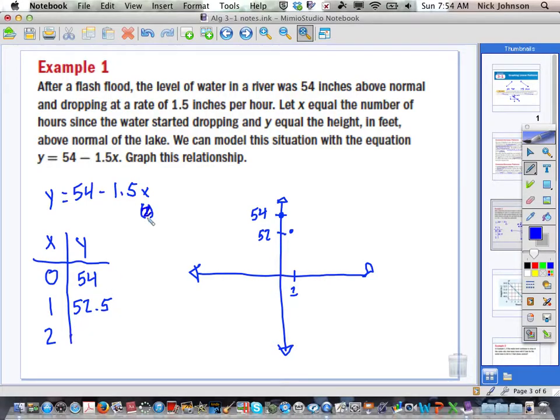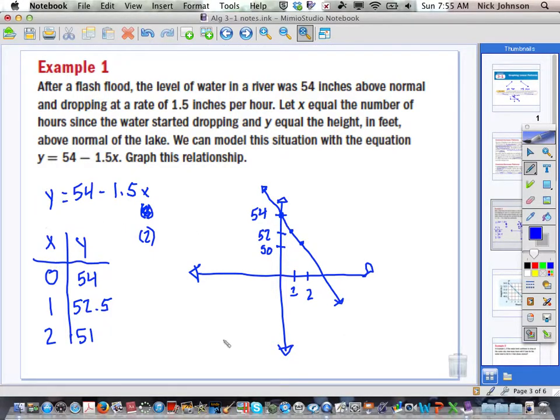I'm going to put in another number, 2. If I put in 2 here now, 2 times 1.5 is 3. 54 minus 3 is 51. So I got another point. 2. And 51 is just 1 below that. So if I say this is 50, 51 is going to be right in the middle. And I know my graph ain't pretty. But these 3 points would all be on a line. And notice it is a constant decrease problem because it's falling from left to right.